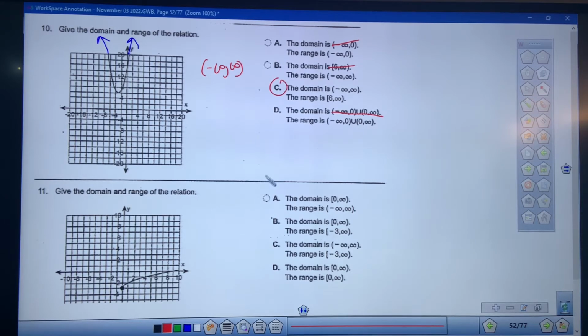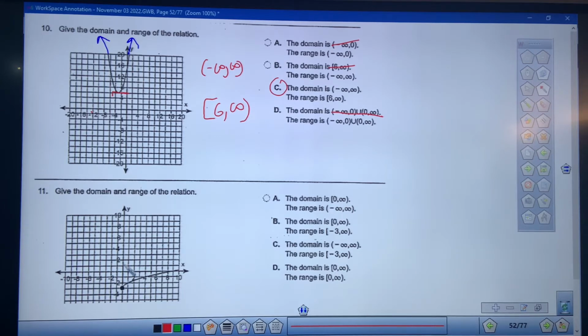It would have to be choice C. The range is the lowest y value. So notice the lowest y value is going to be 6, and the highest y value is infinity. So it's going to be bracket 6 to infinity.